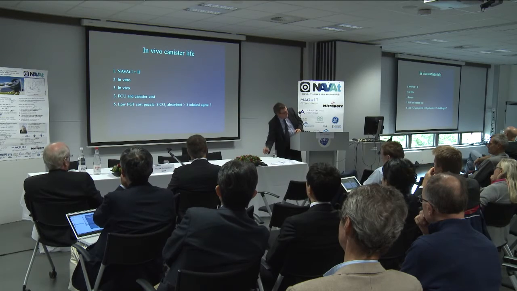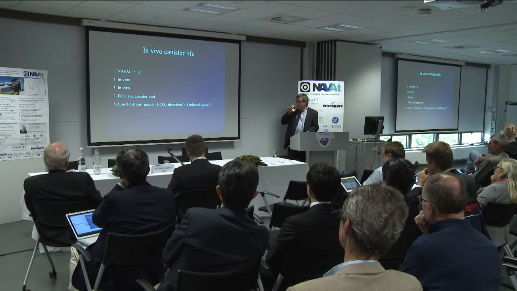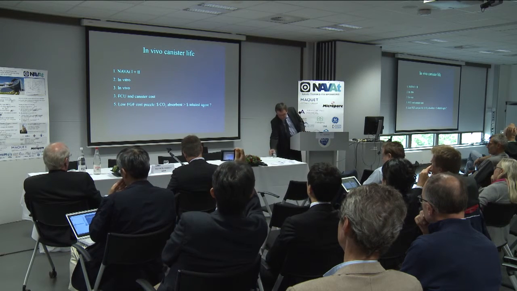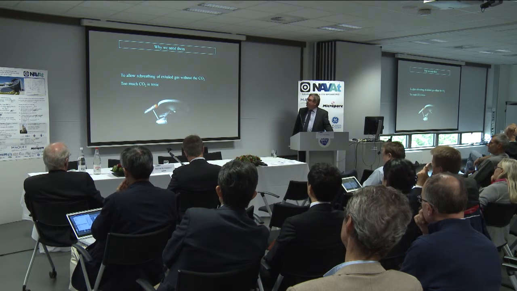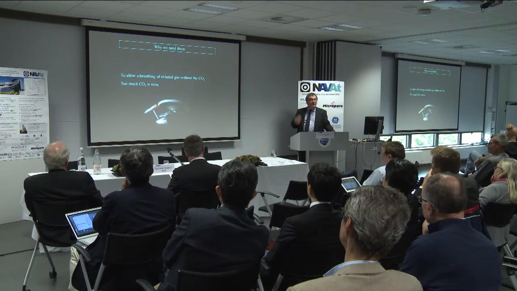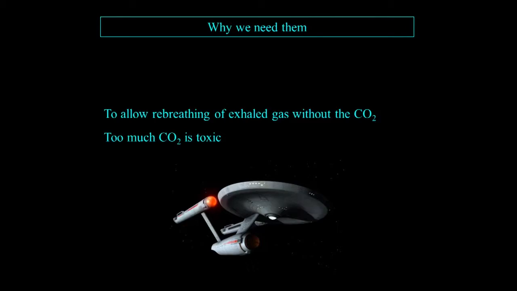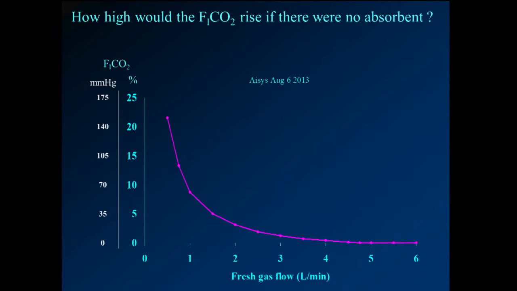Okay, so this is the second part here, in vivo canister life. What we learned during the last 2 NAVAt sessions was that we need CO2 absorbers. Why? Because we can re-inhale everything but not the CO2, because too much CO2 is toxic. How high does the CO2 go if we do not have a CO2 absorber in our circle breathing system?